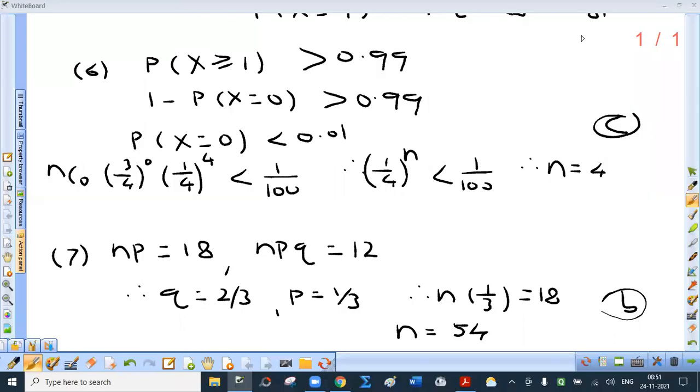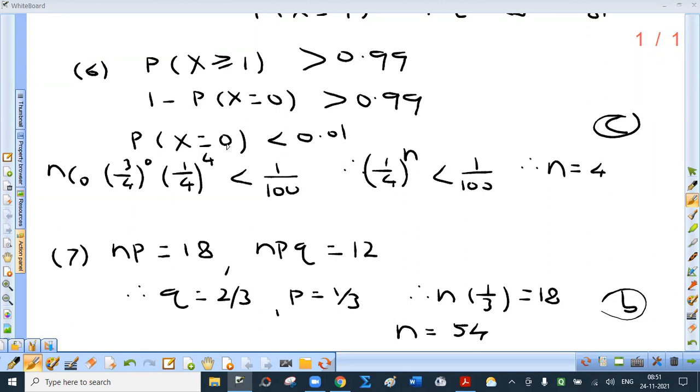Sixth sum is an important one. The probability of a shooter hitting a target is 3 by 4. What is the minimum number of times he must fire so that the probability of hitting the target at least once is more than 0.99? Good one. At least once means X greater than or equal to 1. So P of X greater than or equal to 1 should be greater than 0.99. Now what is the complement of X greater than or equal to 1? X equal to 0. So required probability is 1 minus P of X equal to 0, greater than this. Means P of X equal to 0 should be less than 1 minus this, that is 0.01.